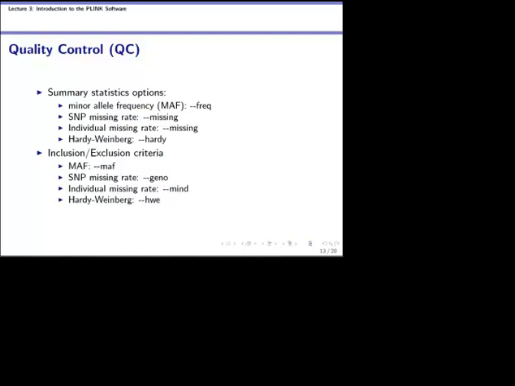So you might want to exclude based upon minor allele frequency. For example, in the GWAS you're going to conduct, I'm asking you to exclude SNPs with minor allele frequency less than 0.05, but you can choose your threshold.